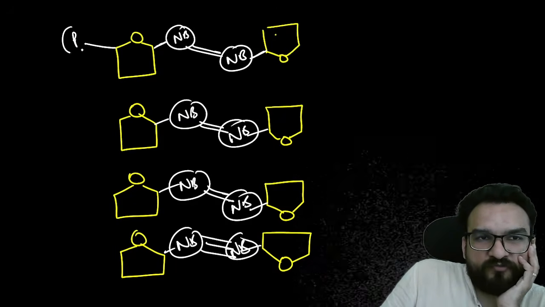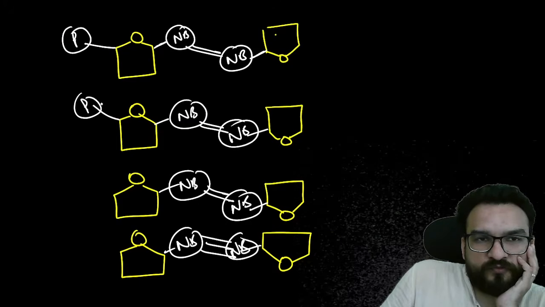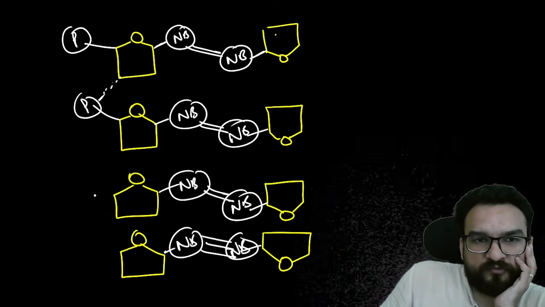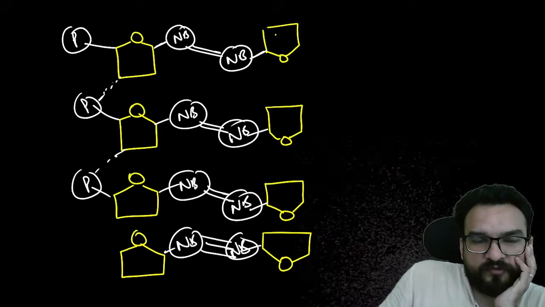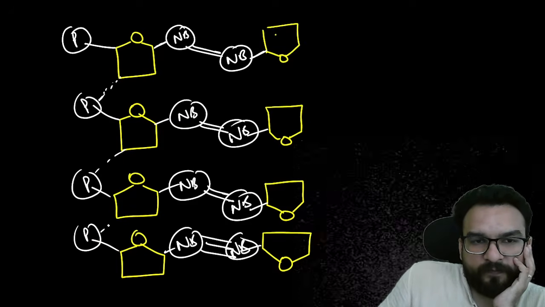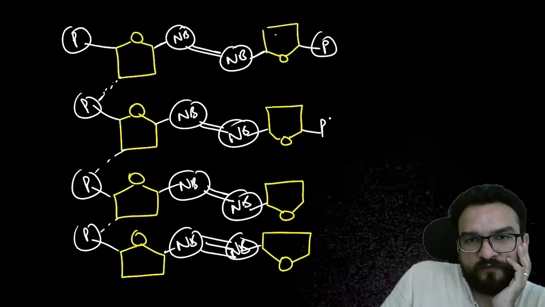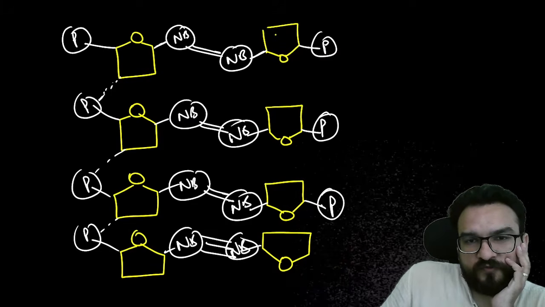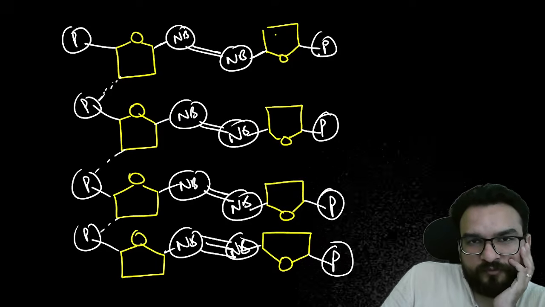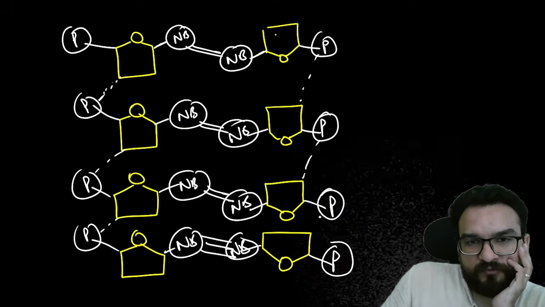This is what you have found: the phosphate group. The phosphate group will be having a connection over here too. Likewise there will be a phosphate group, phosphate group, phosphate group, and a phosphate group. There will be a connection like this that you will be finding.